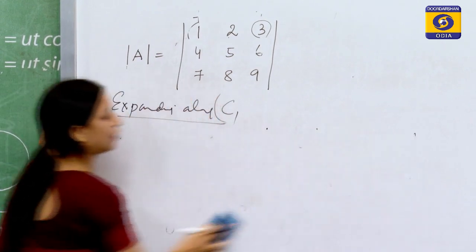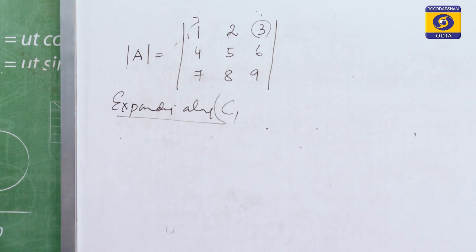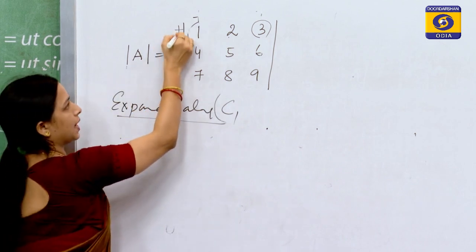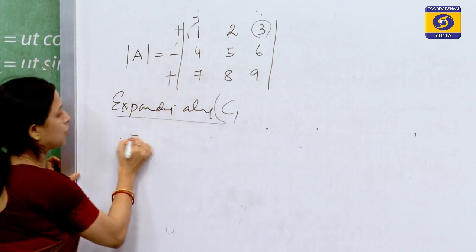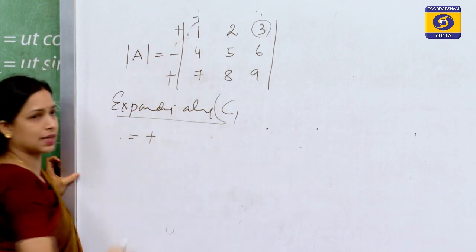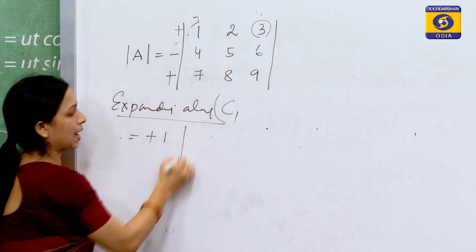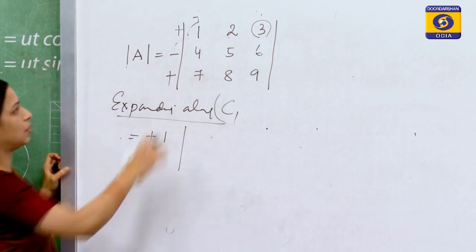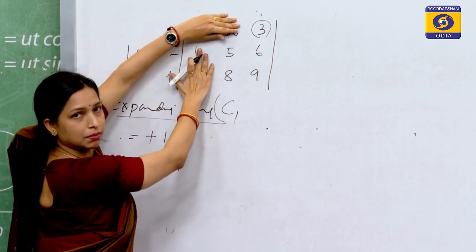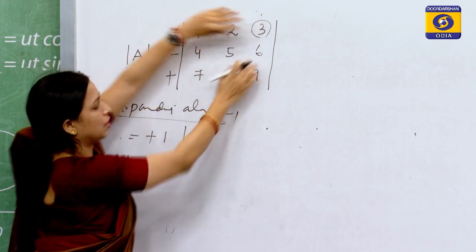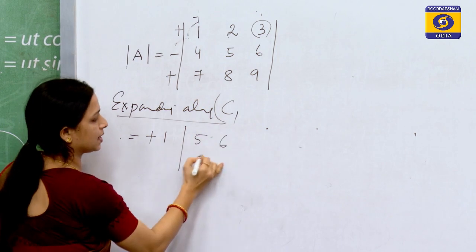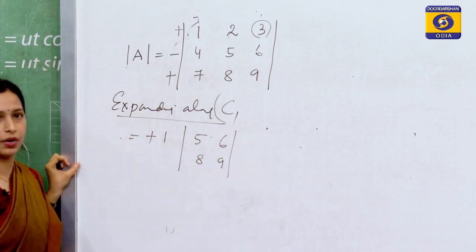Column 1, so first we have to follow the same steps. So, the positional signs are plus, minus and plus. So, we take the positional sign, the element and the second order determinant that we get. Now, how do we get it? Same method, we delete the row and column in which it lies. So, the resultant elements are 5, 6, 8, 9.